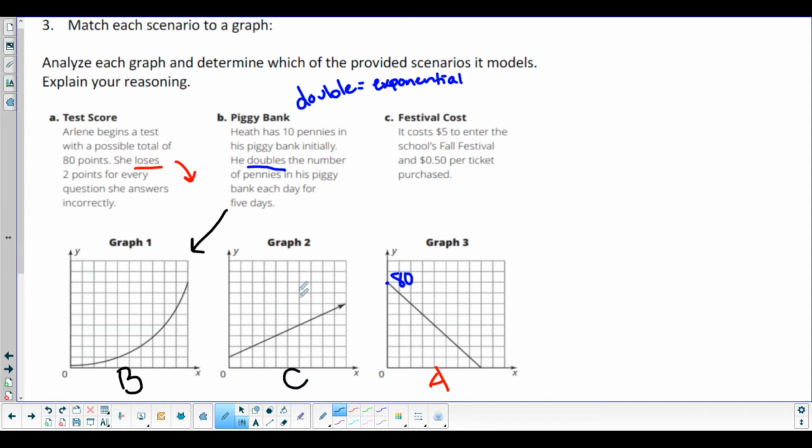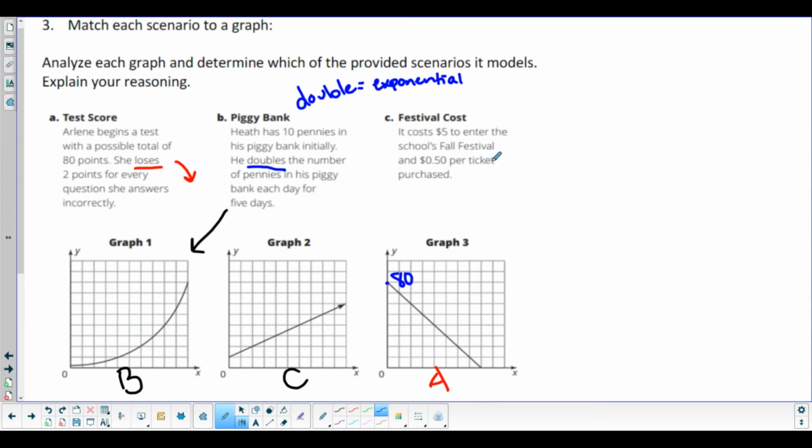If this was the SAT, I would mark it as done, go to the next page, right? Stop wasting time. But for this, let's just go ahead and double check, make sure we didn't mess anything up. There's a potential I read a question wrong, it's happened before. And so let's just read this. It costs $5 to enter the school's fall festival and around 50 cents per ticket purchased.